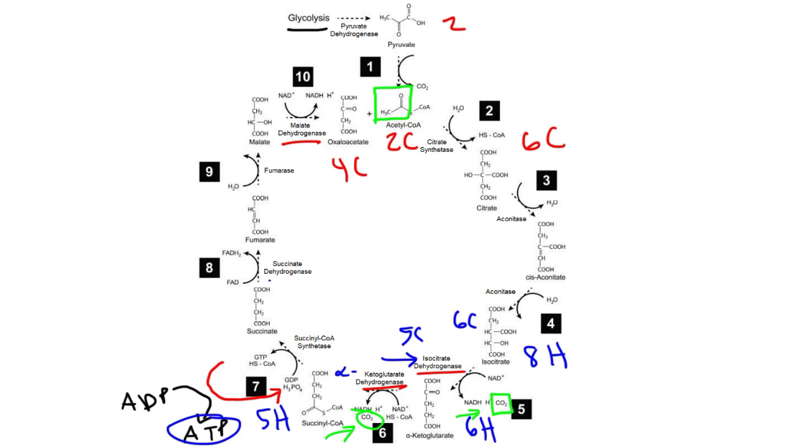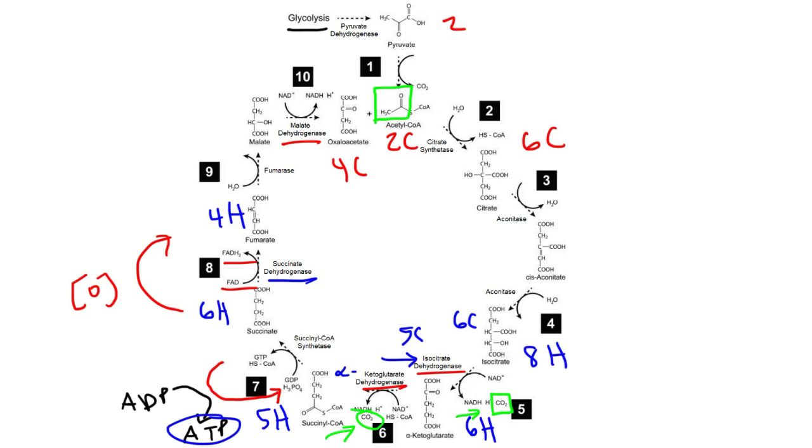In step 8, we have another dehydrogenase enzyme, which means that we're going to remove hydrogen from succinate to make fumarate. So succinate has 6 hydrogen atoms, fumarate has 4, and we can see that those 2 hydrogen atoms were transferred to FAD. Anytime you transfer hydrogen atoms to a molecule, you're reducing that molecule. So FAD was reduced to FADH2, and succinate was oxidized to fumarate.